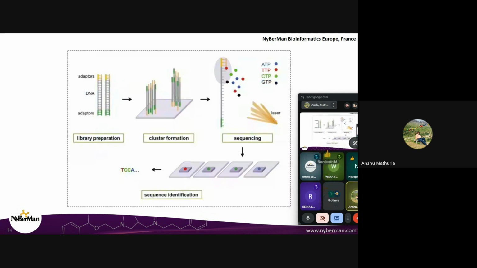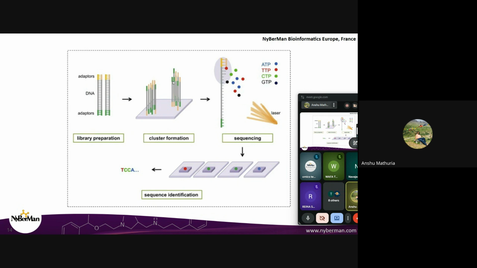Okay. So this is how we move to the step of cluster formation. After the cluster is formed, all the excessive molecules are washed away. After washing, you will have these straight clusters standing there in the flow cell. One side is attached to the flow cell. On the other side, there is an adapter molecule whose sequence we know.